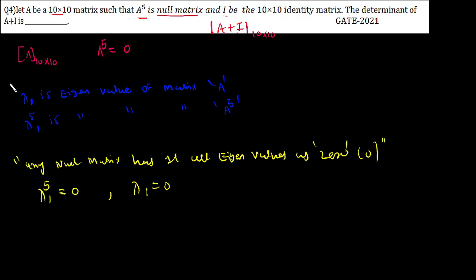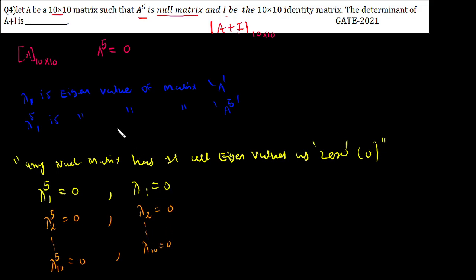Now in the same way, let's call lambda 2 the second eigenvalue for this matrix A, and I can say lambda 2 to the 5 is again equal to 0, because again the second eigenvalue for this null matrix is also 0. So from this equation I can also say lambda 2 is also 0. Now in the same way I can go to lambda 10, because the matrix A is 10 cross 10, so it has 10 eigenvalues. So lambda 10 to the 5 is again 0, so again I can equate lambda 10 equal to 0.